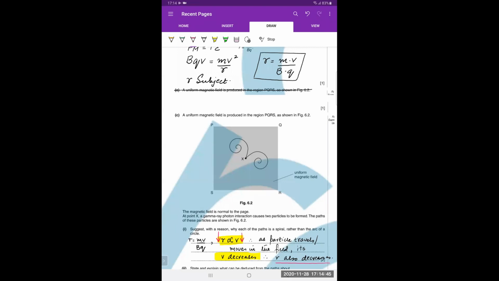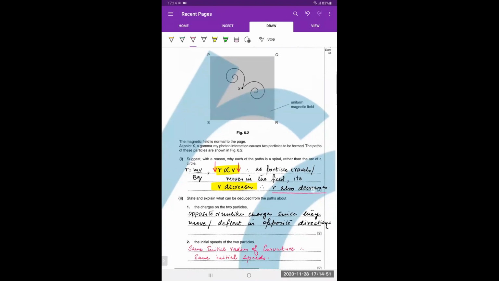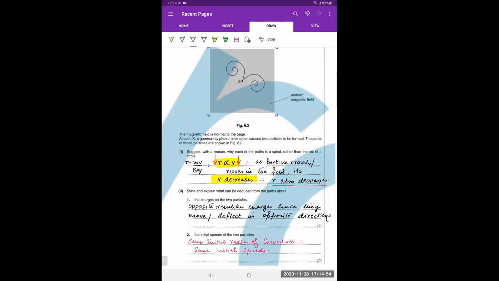Let's look at the next part. So both of the next parts are basically in line with this diagram. So it says, state and explain what can be deduced from the paths about the charges on the two particles. See, so check the wordings that I have written. So regarding the charges, we can say that they have opposite or unlike charges. And the reason for that is since they are moving or they are getting deflected in opposite directions.